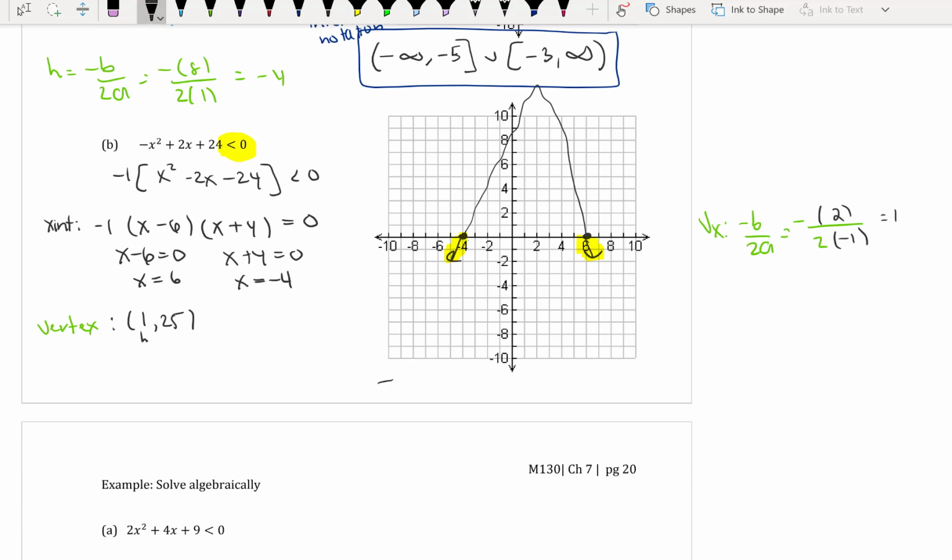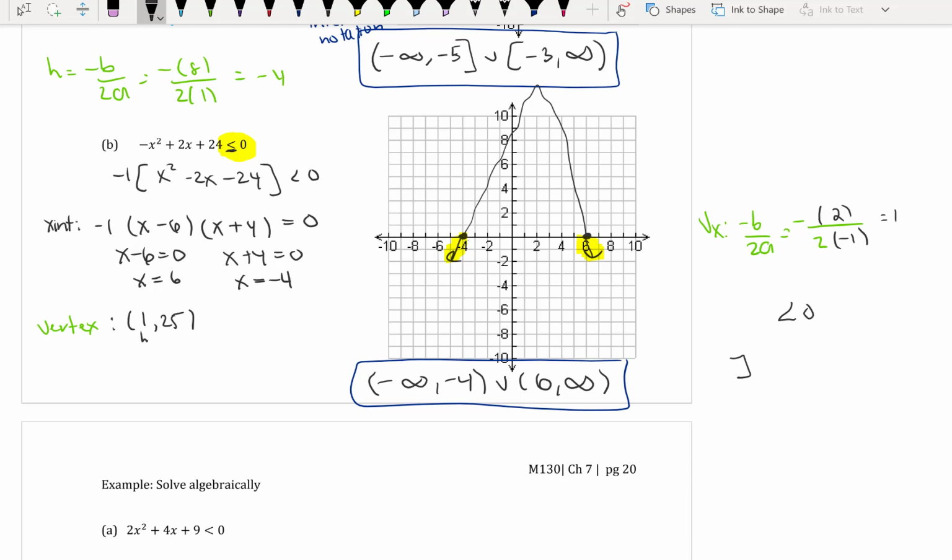So I'm going to say between negative infinity to a negative 4, union positive 6 to a positive infinity is going to be my interval notation that's going to represent where this entire graph is negative. Notice how I put parentheses around the 4 and the 6, and that's because it's strictly less than. If I had a little line underneath it where it was less than or equal to, then it would change it to a bracket. But since it's strictly less than 0, then I'm going to need parentheses there.